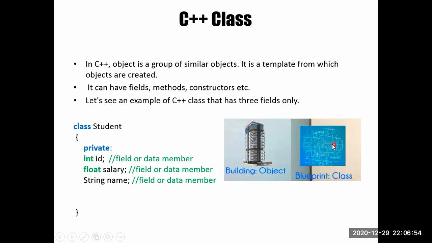You can see this diagram. It is a blueprint. So using this blueprint, we can create a number of objects which are very similar to that. It can have fields, methods, and constructors. In this class you're going to find a lot of methods. Methods are nothing but functionality. A field is nothing but variables, data members.